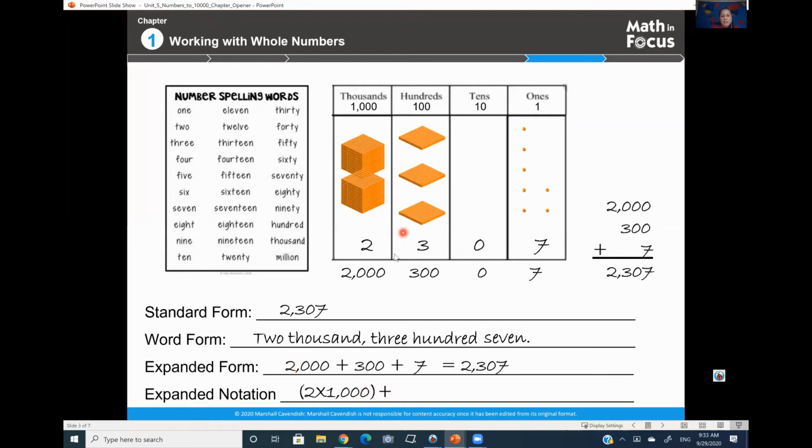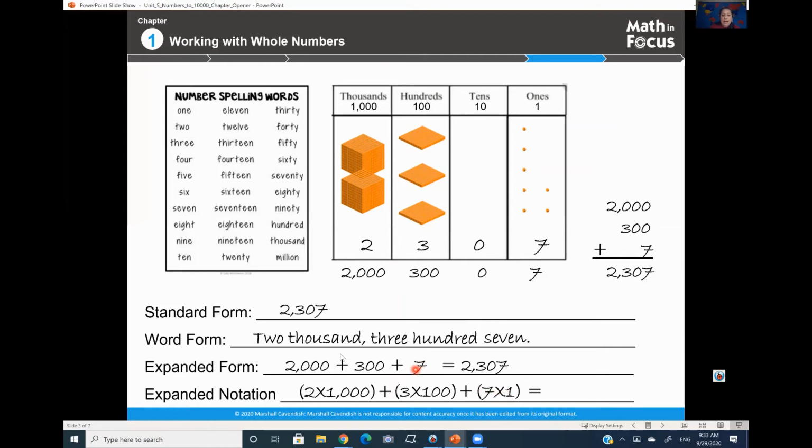Now I do the same for the hundreds. I have 3 hundreds, and I'm going to multiply them by the value of the hundreds, which is 100. So I'm going to have this multiplication, 3 times 100, and the answer is going to be the value of that 3, which is 300. And finally, I don't have tens, so I'm going to do the 7. The 7, I'm going to multiply it by the value of the ones, which is 1. So the multiplication is 7 times 1. When I do that multiplication, the answer is going to be 7.